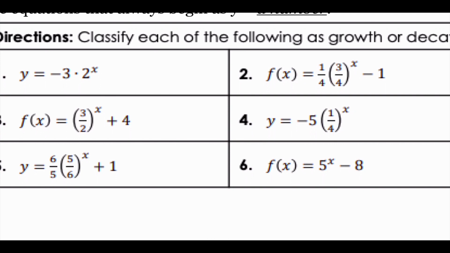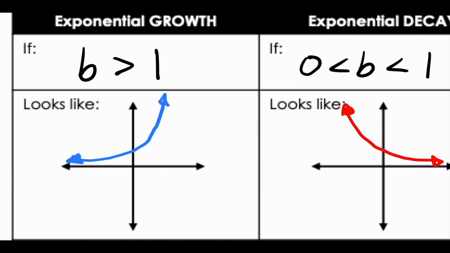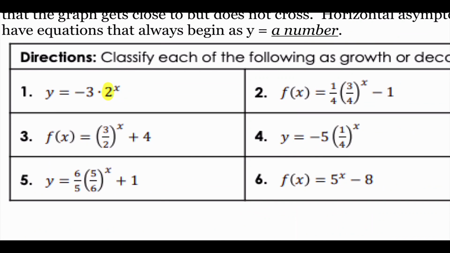So let's go down here. Number 1, what value is attached to the x? Which value is attached to the x? 2. That's b. So based on that, is it going to be growth or is it going to be decay? Yeah, it's bigger than 1. So if I were to graph it, the graph would look something like that. It's growing. This function is growing. Growth.